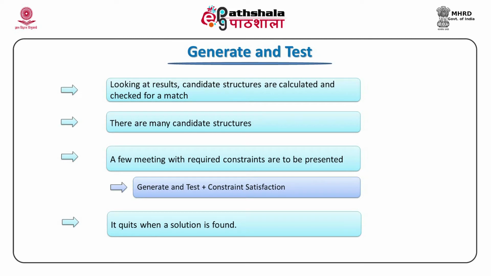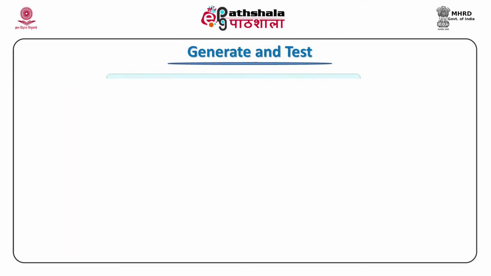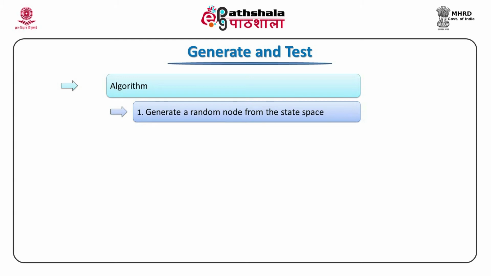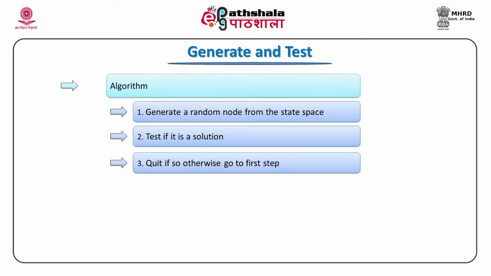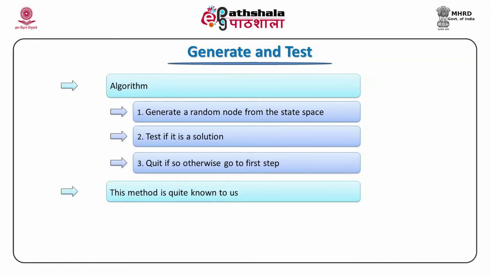So, that is a very good example of how one can use generate and test. In fact, the algorithm is pretty simple. Look at the slide. The algorithm begins with generating a random node from a state space, okay, my pocket for example, which I just did. Test if it's a solution. If the keys are there, I've got the solution, I quit. If it is not, I go to the first step. I try one more.